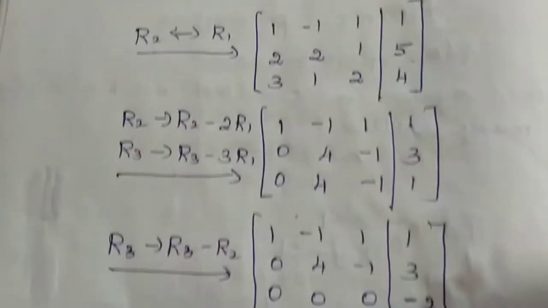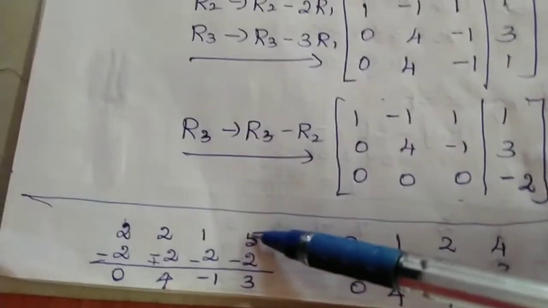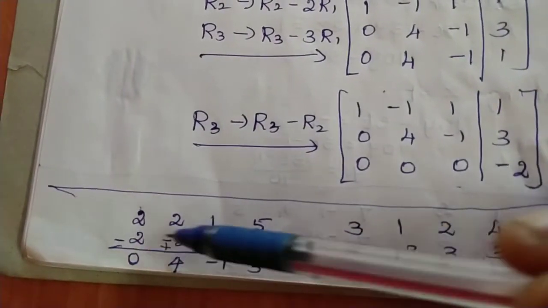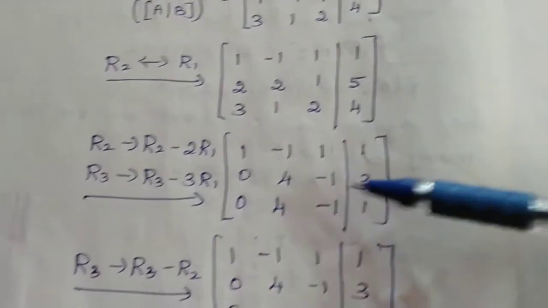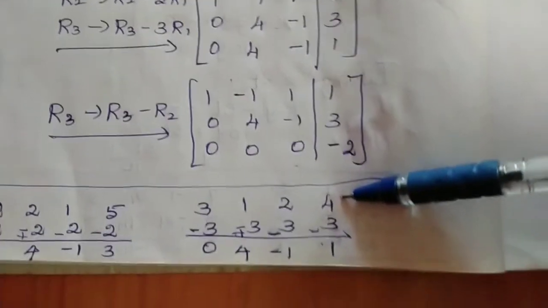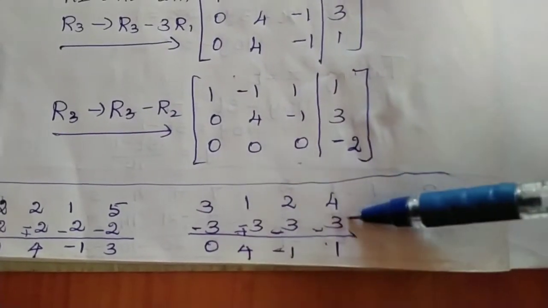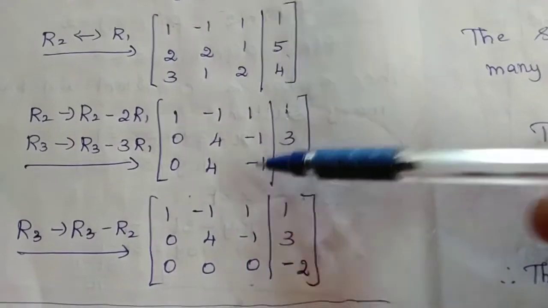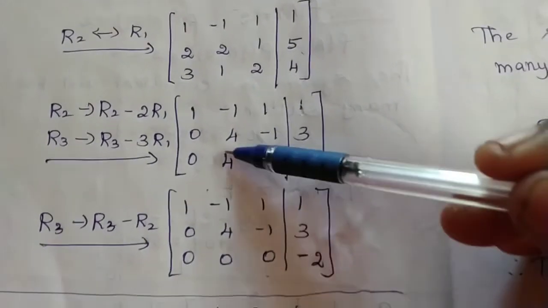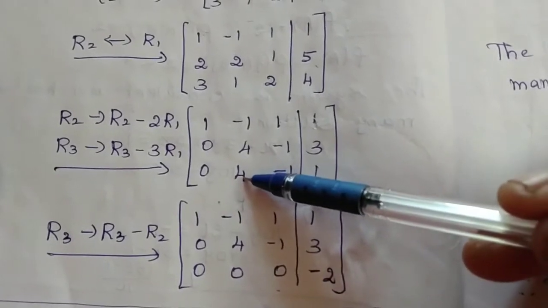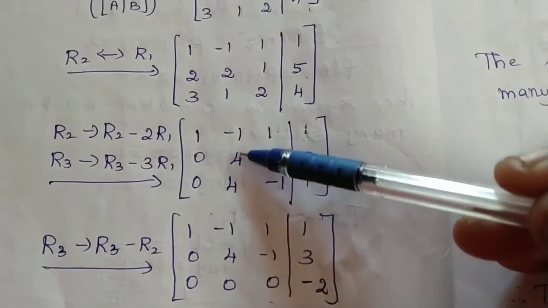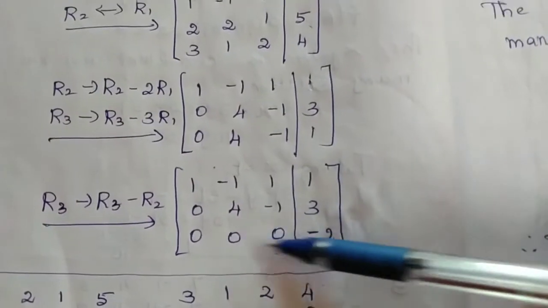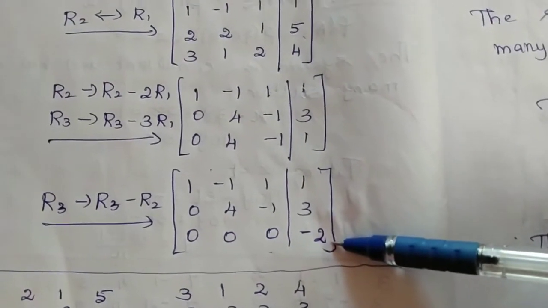Now for R2, multiply R1 by 2 and subtract, and get the answer. Next, for R3, multiply R1 by 3 and subtract, and we get the answer. Now we want to make 0 in this place. Here R3 minus R2: subtract and get the answer.